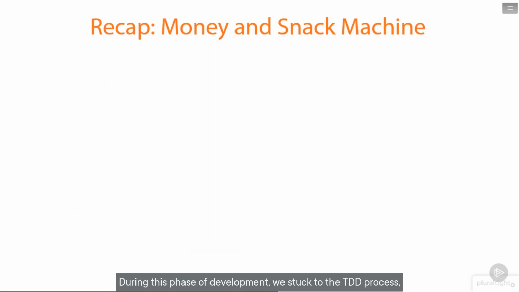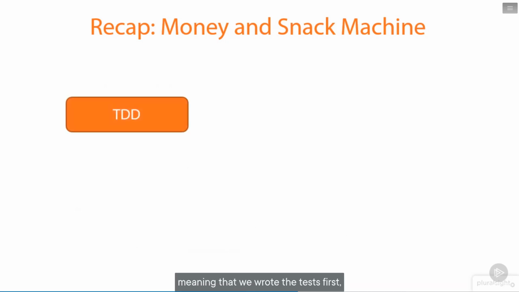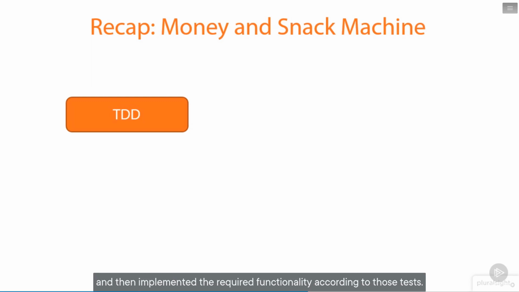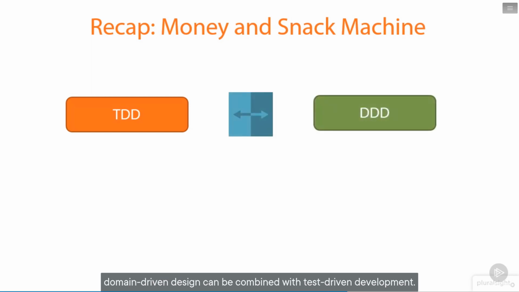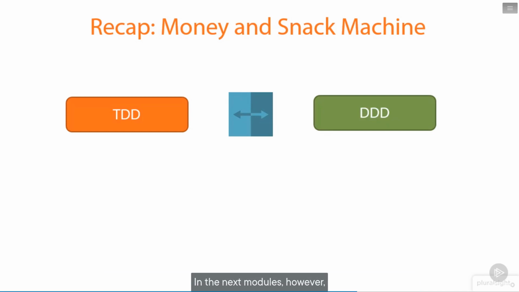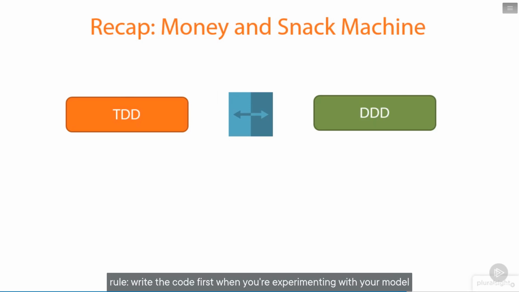During this phase of development, we stuck to the TDD process, meaning that we wrote the tests first and then implemented the required functionality according to those tests. I intentionally demonstrated the whole process to show you how nicely domain-driven design can be combined with test-driven development. In the next modules, however, I will depart from adhering to the test-first approach just to speed our development up. But keep in mind that it's a good practice to follow this simple rule.